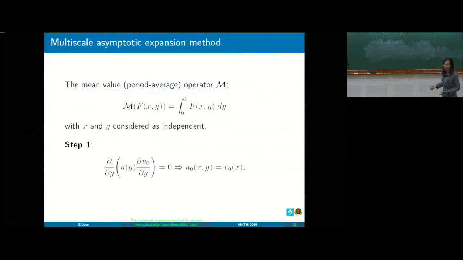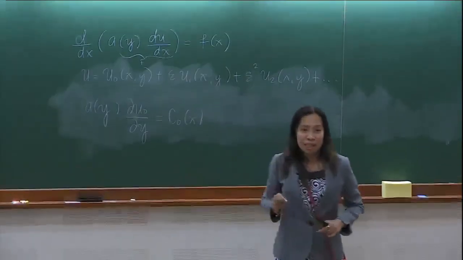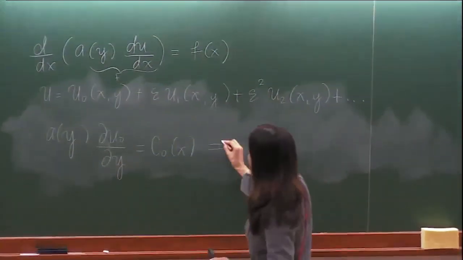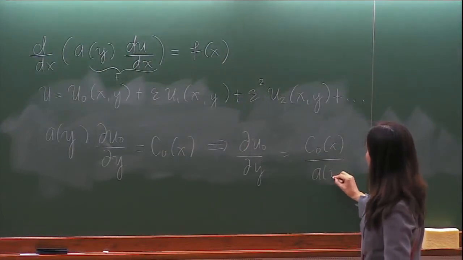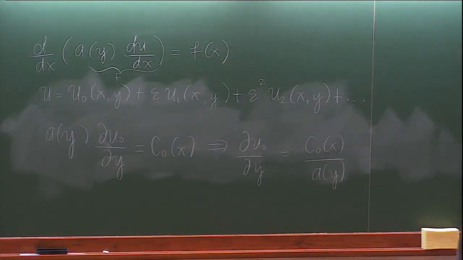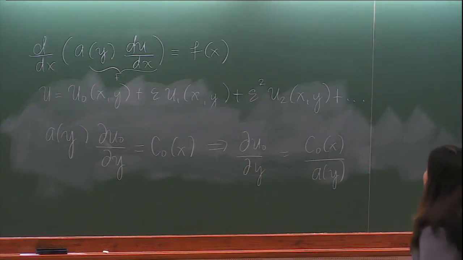So why is that so? Okay, so let us see. Let us start with the left. The partial with respect to y of that quantity is 0, meaning a of y times the partial of u0 with respect to y is what? Partial of y is 0, so it must be, say, a function of x. So let us consider that, say, c0 of x. And so we will have the partial of u0 with respect to y equal to c0 of x over a of y. Okay? And then we use the operator M. We apply operator M on both sides. So what do we have?